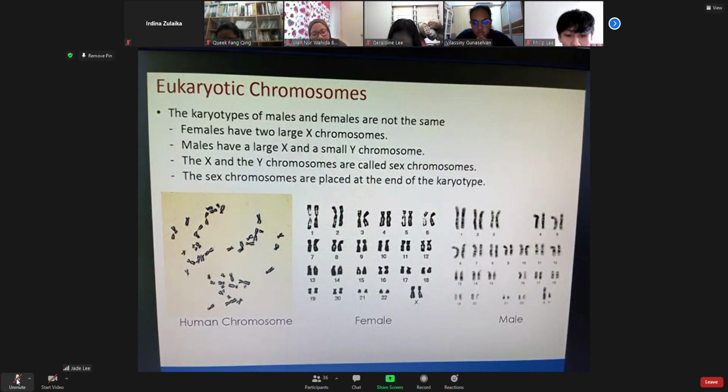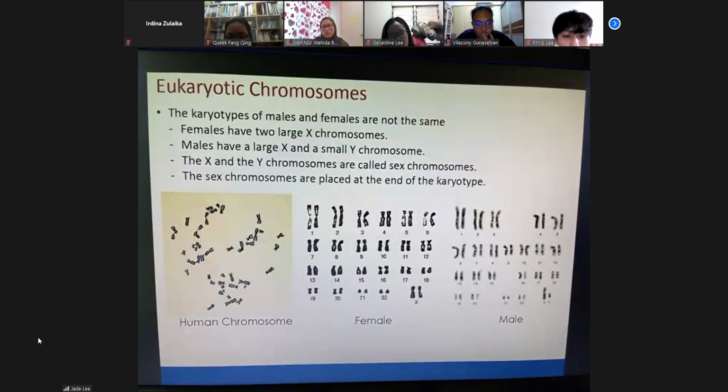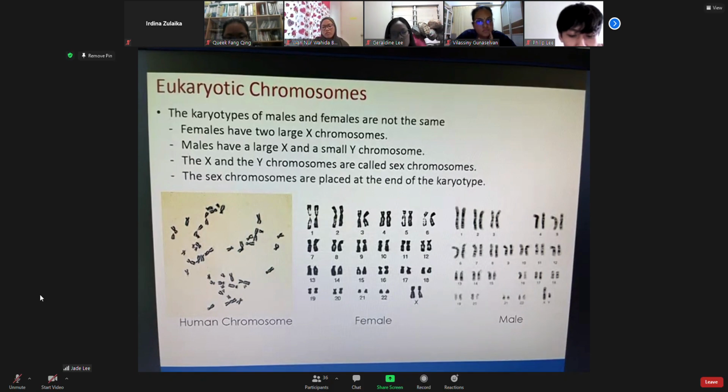Actually, the larger the chromosome, the more genes it contains. Because you need to fit in more genes kan. Logic or not? Yeah. So that's why you see X dengan Y. Of course, X lebih banyak gene dalam tu kan. That's why kita selalu kata X-link, X-link, X-link.